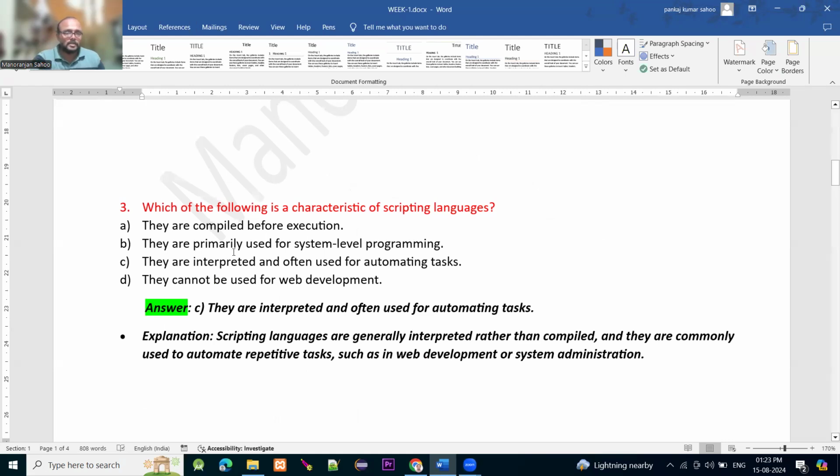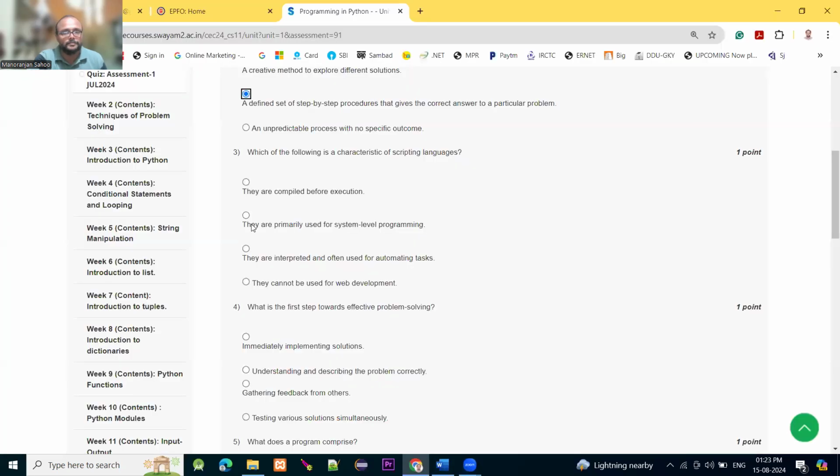So here the option is that they are interpreted and often used for automating tasks. Option C is the right answer: they are interpreted and often used for automating tasks.